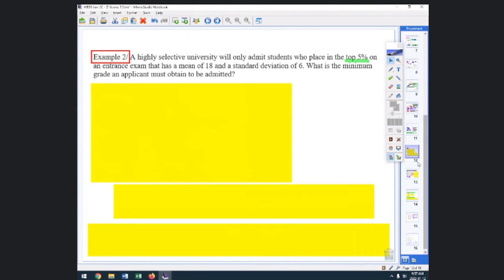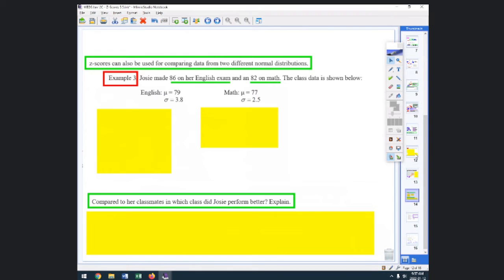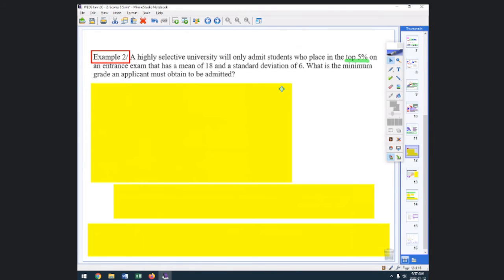I think this is the last example here. Yes, it is. Okay. A highly selective university will only admit students who place in the top 5% on an entrance exam that has a mean of 18 and a standard deviation of 6. What is the minimum grade an applicant must obtain to be admitted?